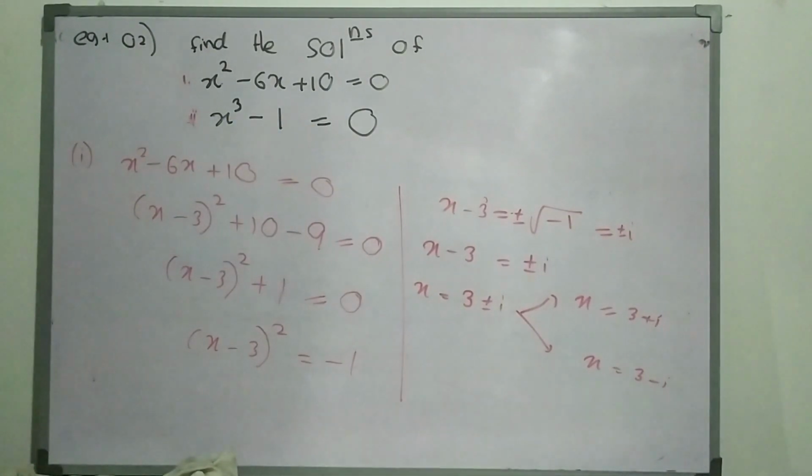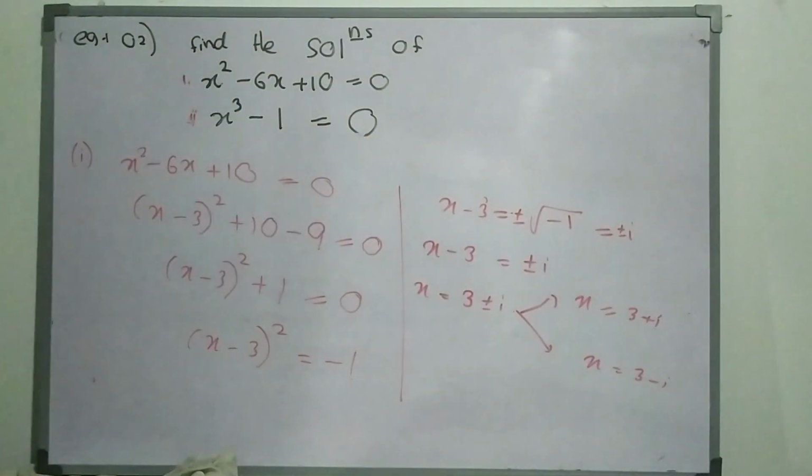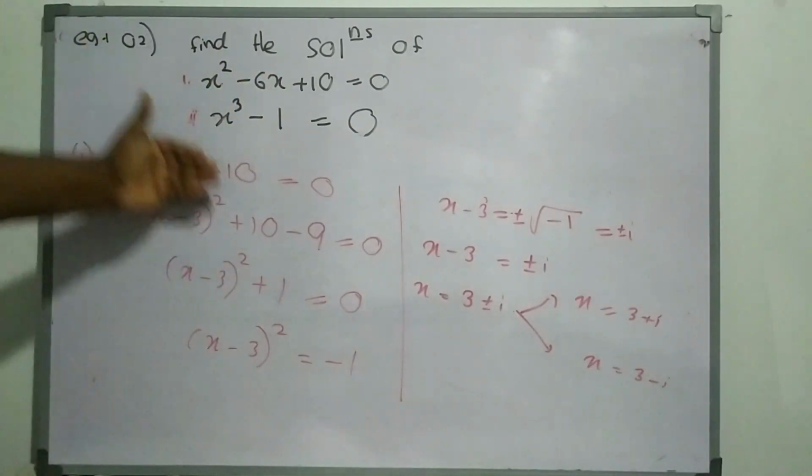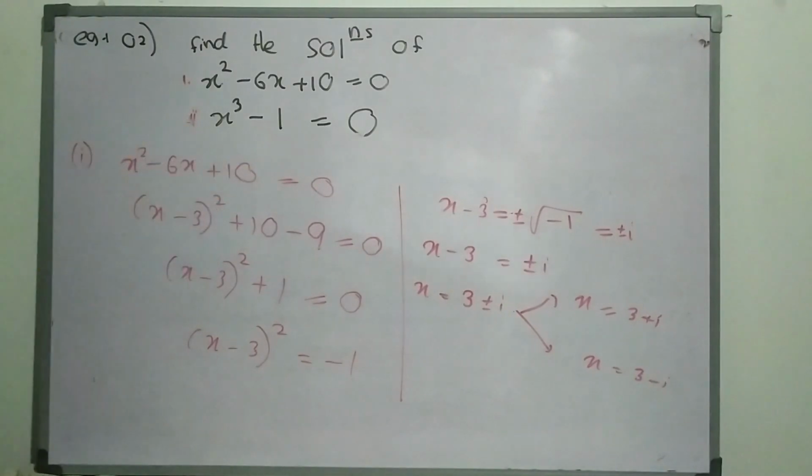So I will explain it again using the second example. I think I have noted it. So I simplified using completing the square and the roots are complex.